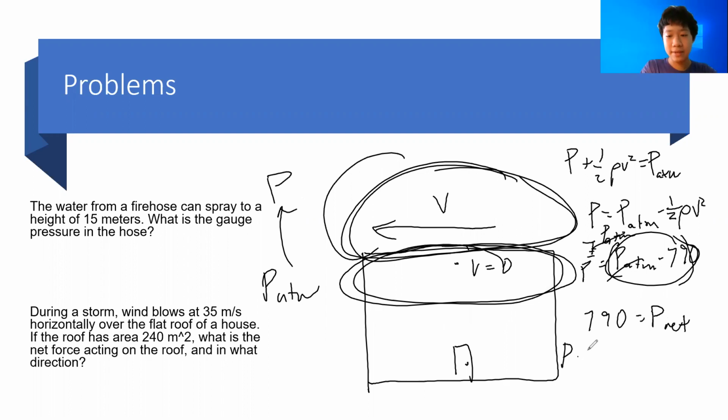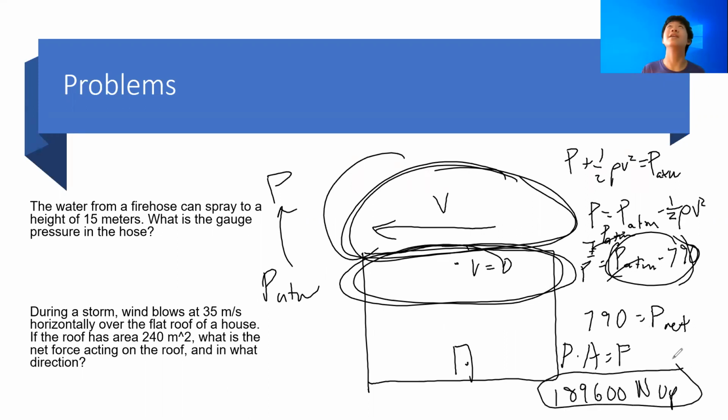And we know that P times A equals force. So we're going to get 790 times 240, 189,600 newtons upwards. And that is a huge force. So that's why during a storm, your roof might blow off, because of Bernoulli's equation. Okay, it's not because the wind can tear the roof off or anything. It's because of Bernoulli's equation. Okay.